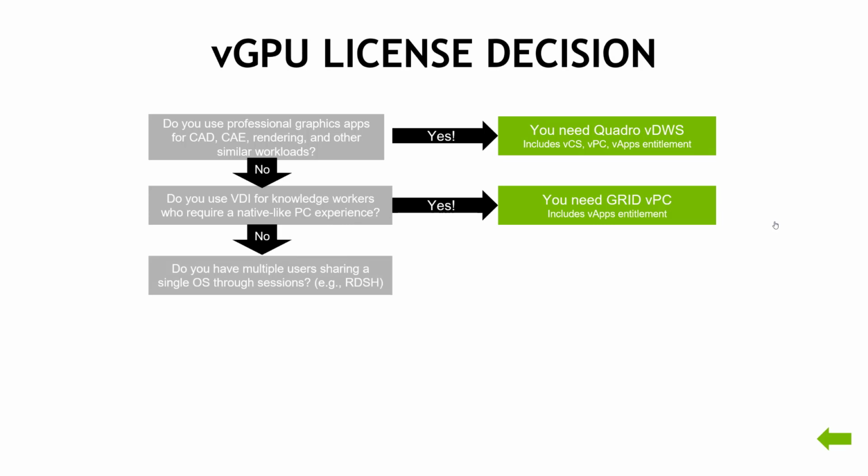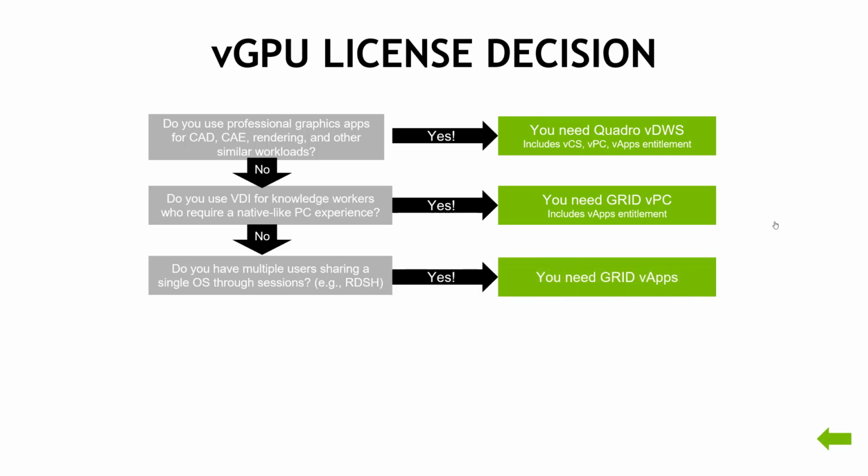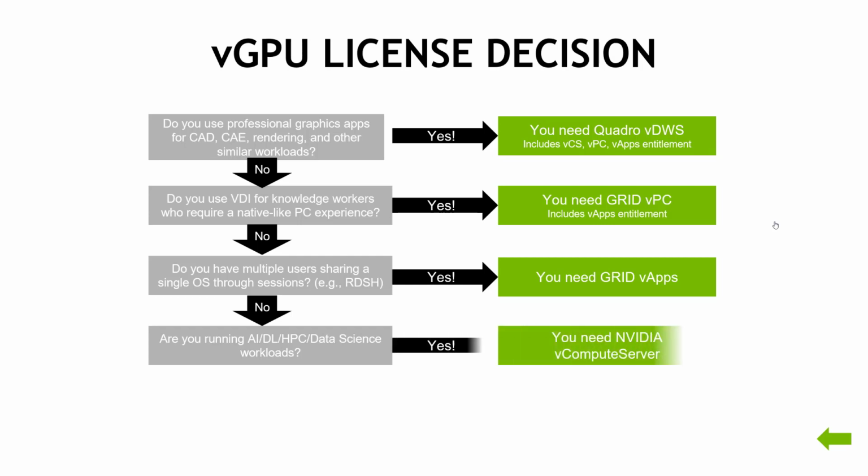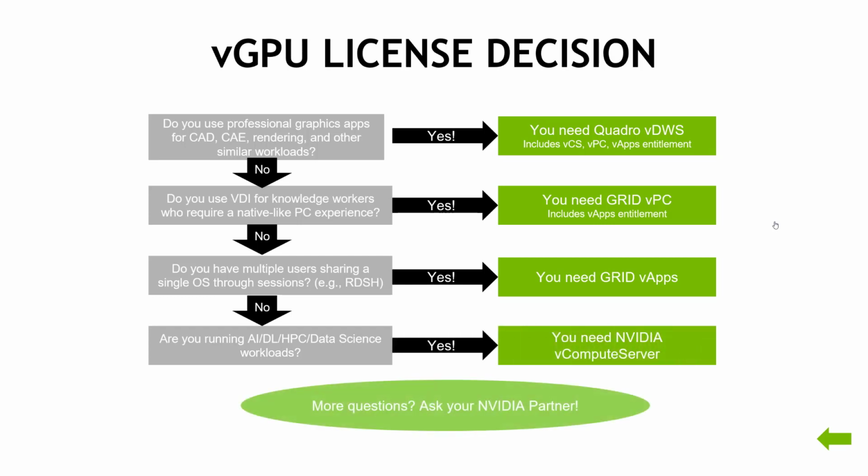The next question is, do your users have multiple sessions? Do they share multiple sessions on a single server? So are they RDSH type workloads? If that's the case, then you just need a standard GRID vApps license for those. And of course, finally, are they running artificial intelligence? Are they doing deep learning? Are they doing inferencing or even deep learning training? Are they doing high performance computing? Then in that particular case, you need NVIDIA vCompute server as well.